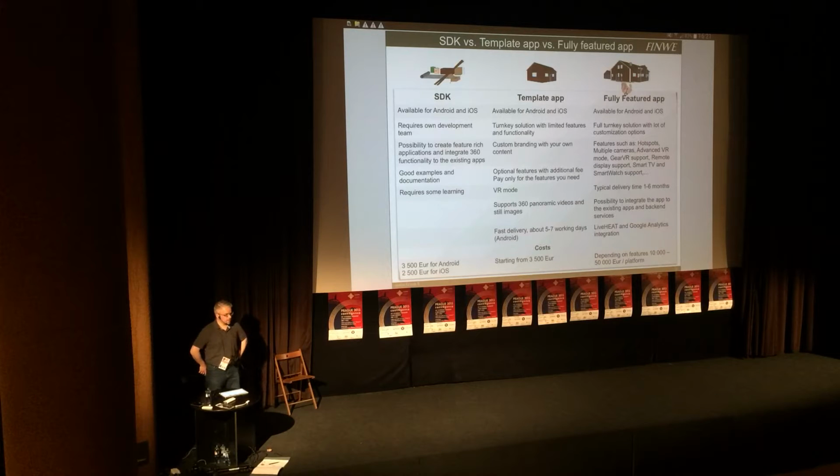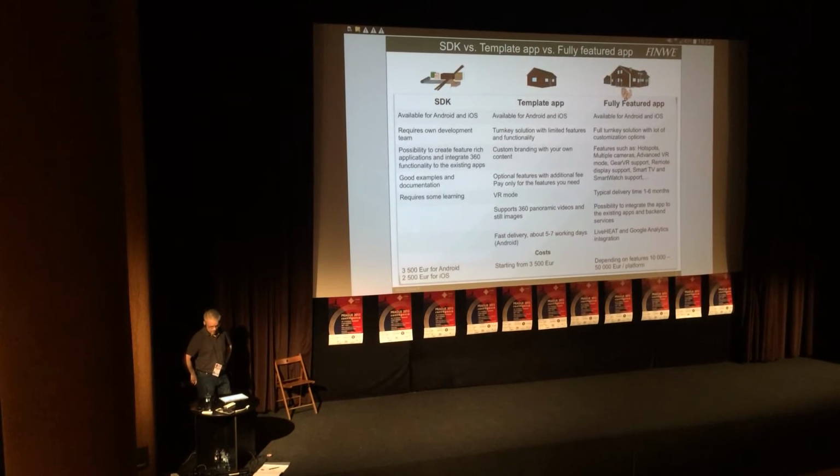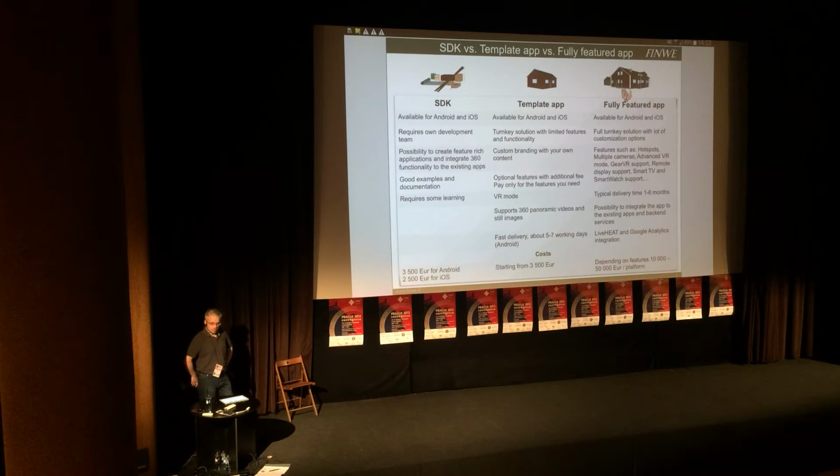So the SDK is a list and a set of materials, how to build the house, instructions how to do it, but you need to have your own team of professionals to build the house for you. The template app is a little bit more. So it's a complete house, basic house with limited functions, but it has all the necessary stuff you need. And then when we go to the fully featured app, that is actually a luxury house, and it's your dream house. You can have everything in there.